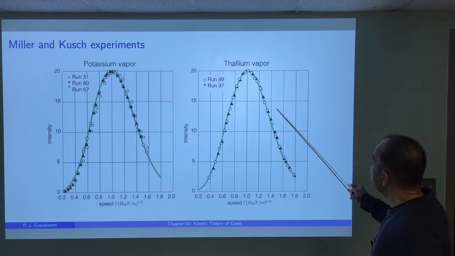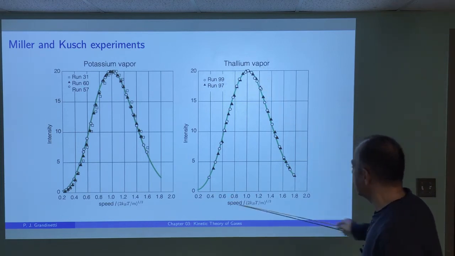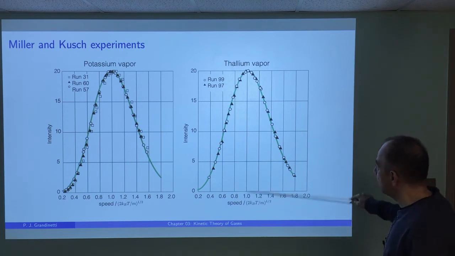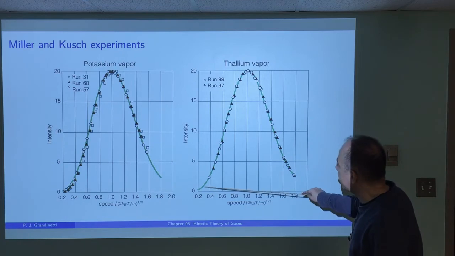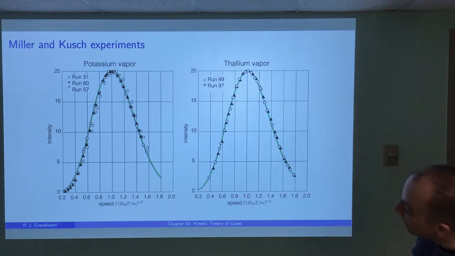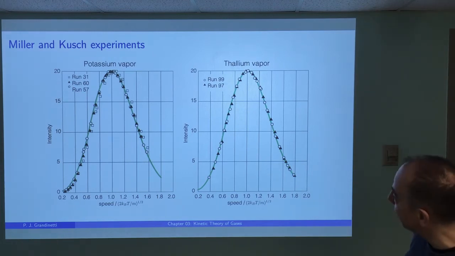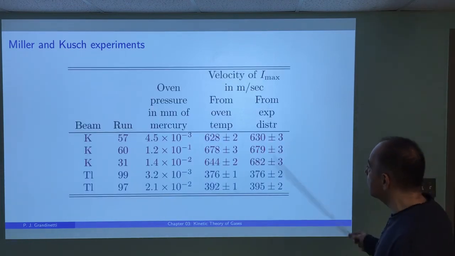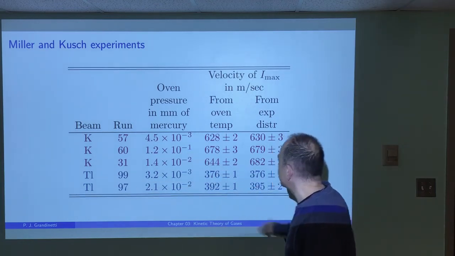Over here you see the thallium vapor, so a different mass. Again, it's all scaled so that 1 corresponds to the mode, and here you see the experimental data beautifully matches. So it's really, I think, from 1955, it took many years, 100 years to do this, but the experimental verification is really impressive. Here are some results tabulated for the different runs in potassium or thallium.